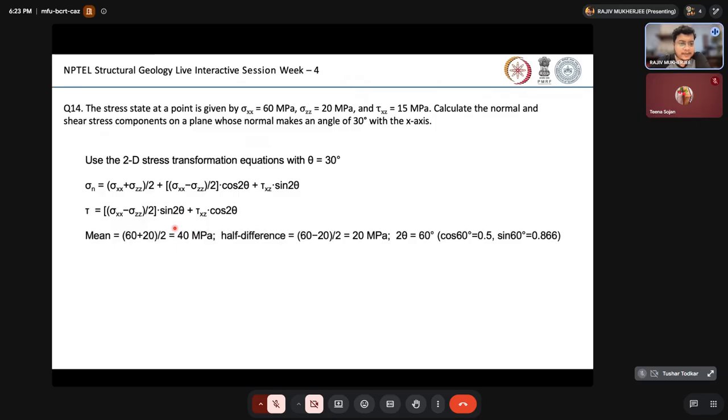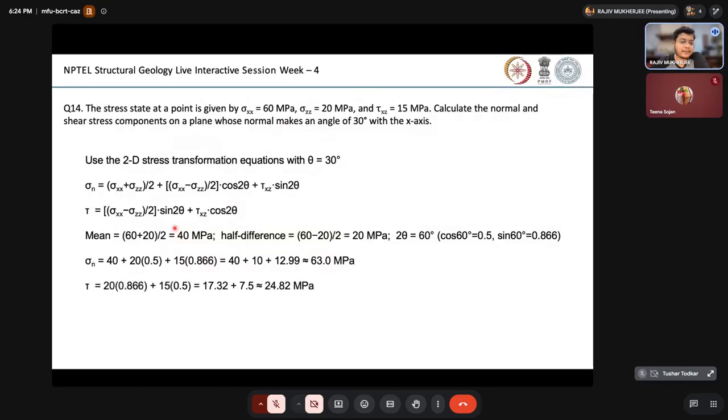So the mean value is 40 MPa, and the half differential stress is 20 MPa. 2 theta is 60, cos 60 is 0.5, sin 60 is 0.866, and if you simply plug in the values, you will get sigma n equal to 63 megapascal, and if you plug in the value of the shear component, you will get 24.82 megapascal.